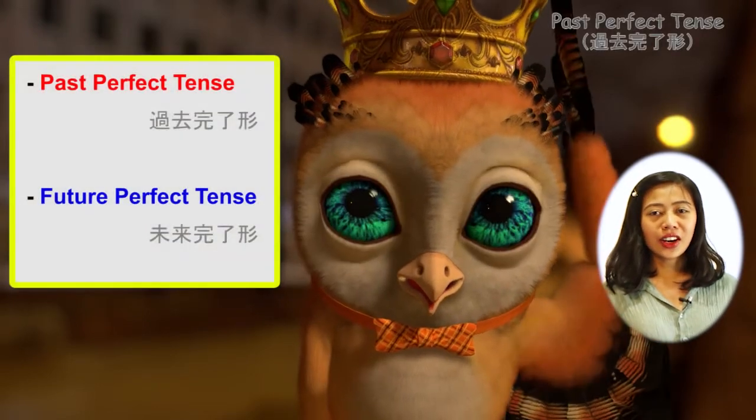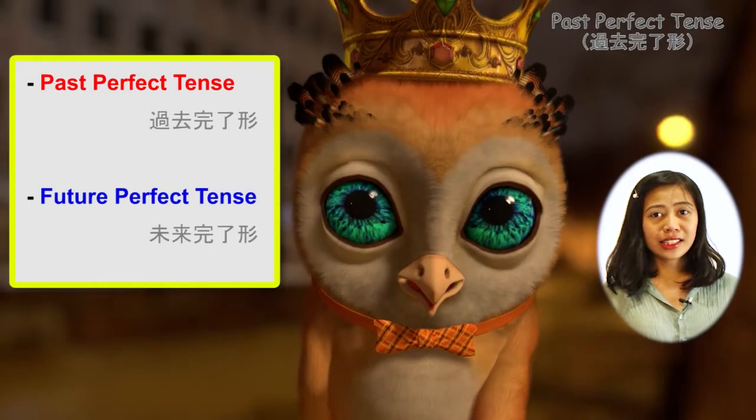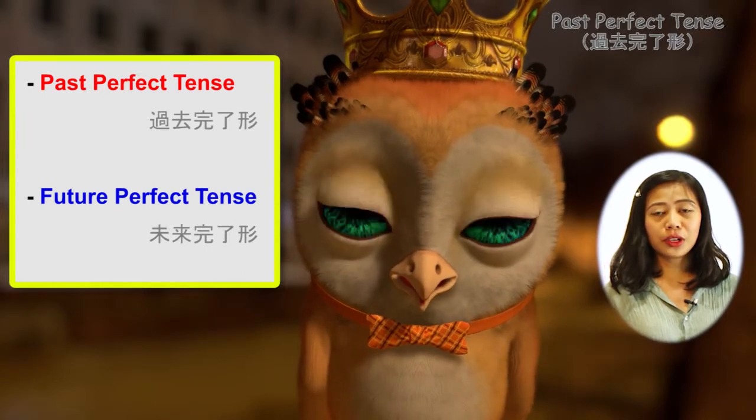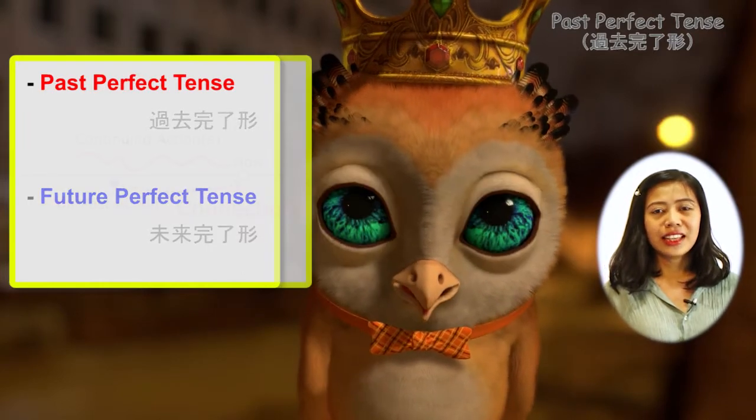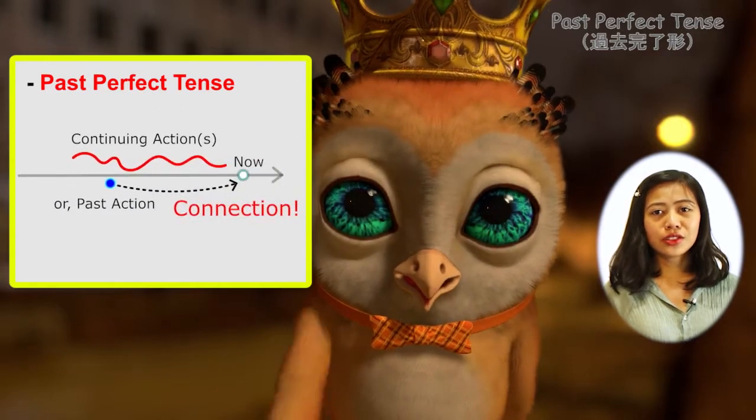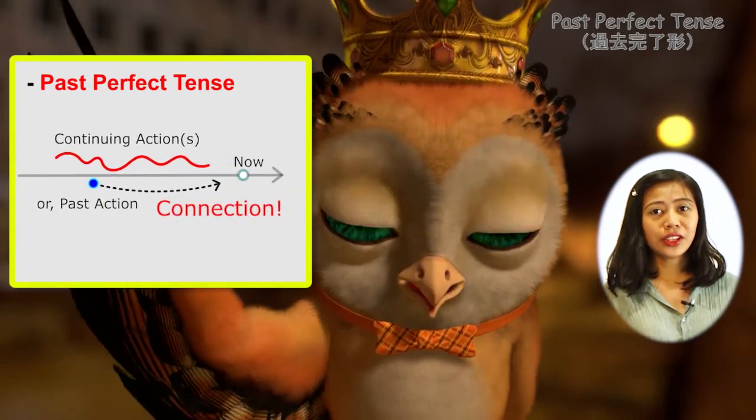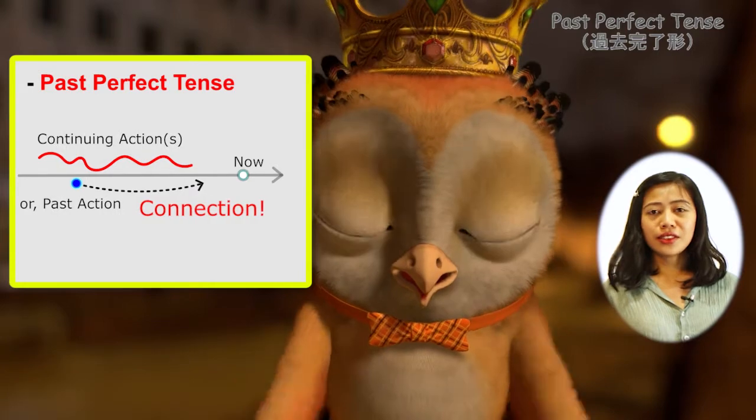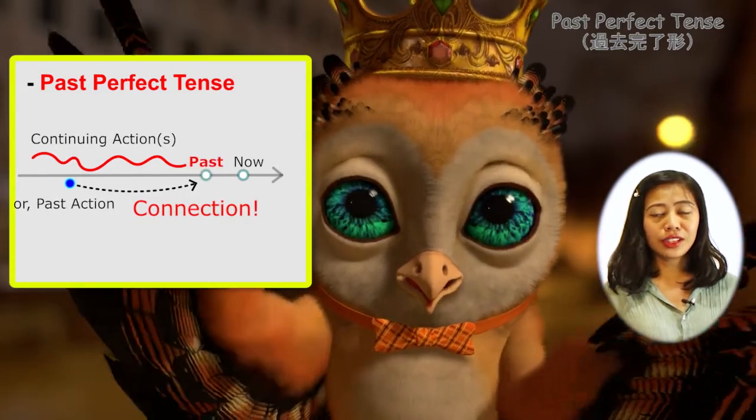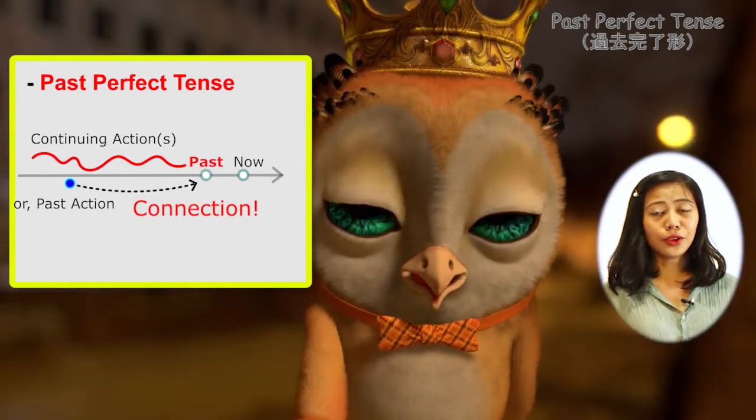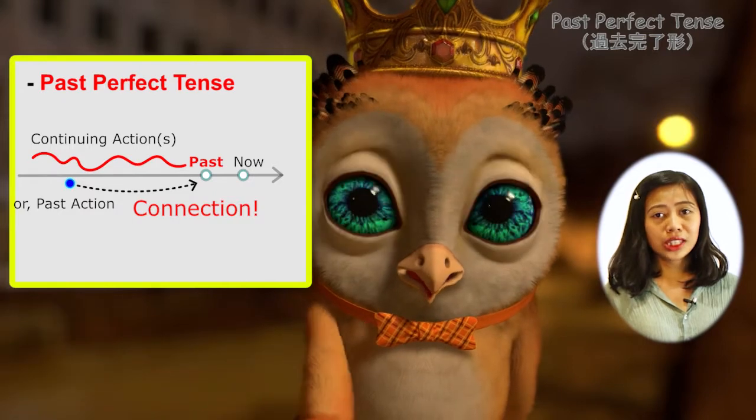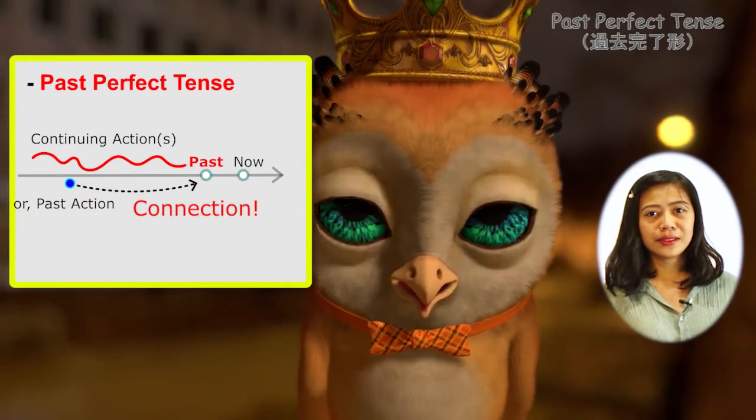Today's targets are the past perfect tense and the future perfect tense. The past perfect belongs to the past period. It is known as the past of the past. It involves two different points in time in the past.